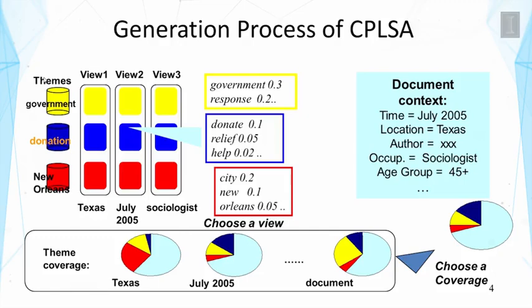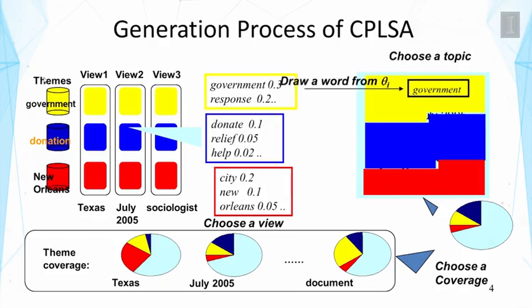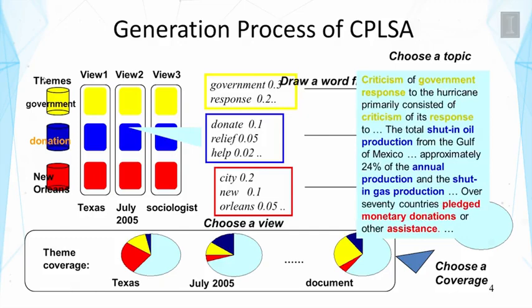Now with the coverage and these word distributions, we can generate the document in exactly the same way as in PLSA. So what it means, we're going to use the coverage to choose a topic, to choose one of these three topics. Let's say we have picked the yellow topic. Then we'll draw a word from this particular topic on the top. Right, so we might get a word like government. And then next time we might choose a different topic, and we'll get donate, etc. Right, until we generate all the words. And this is basically the same process as in PLSA.